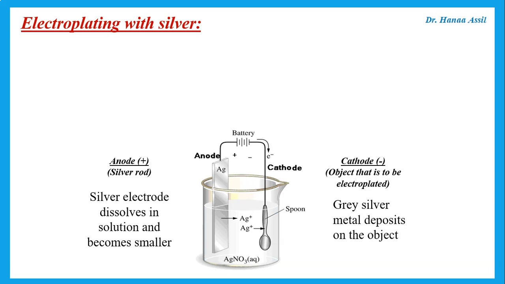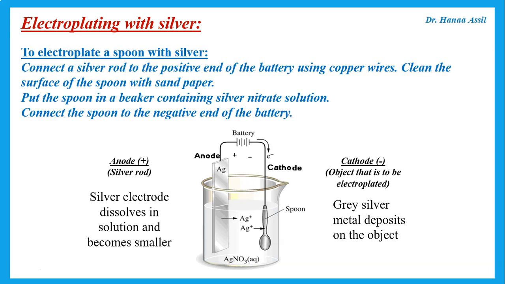So what happens is the silver, we're trying to cover it with silver, then we have silver as the anode or the positive, and the silver electrode would dissolve, become smaller because it forms Ag plus. The Ag plus goes to the cathode and forms silver. So that means the silver metal deposits and the object is covered with the silver metal.